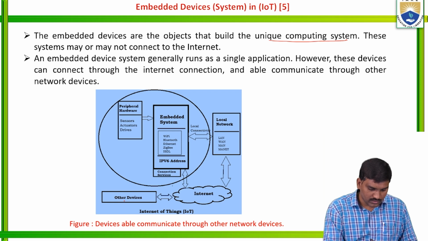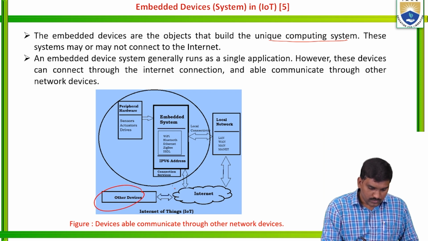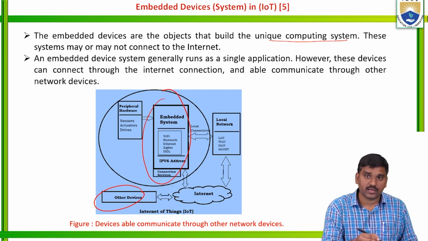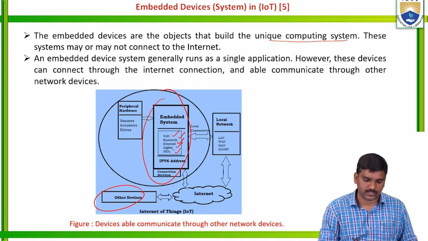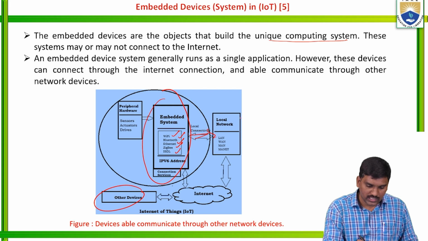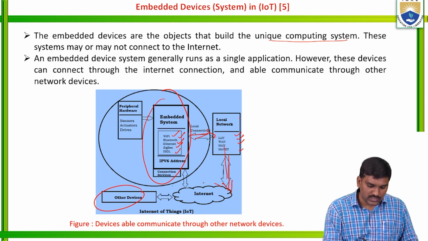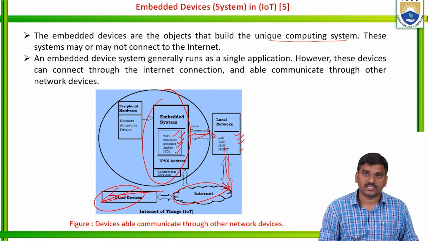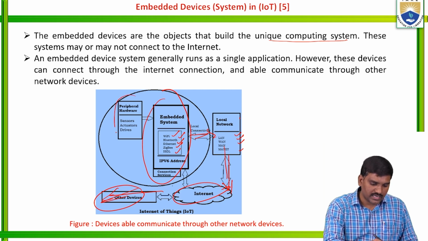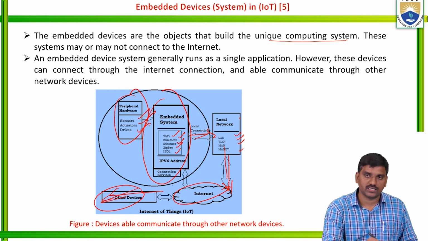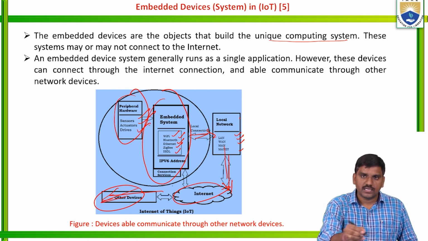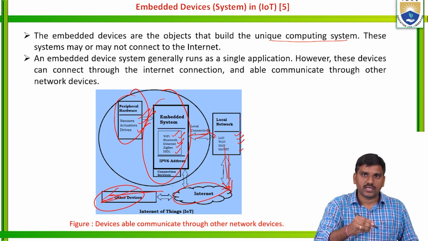So this is the other device. Basically, this is the embedded system device that uses some communication protocols: Wi-Fi, Bluetooth, Ethernet, Zigbee, ISDL protocols. By using these protocols, we can connect to the local network. The local networks are LAN, MAN, MANET, like that. Through the internet we can connect to other devices. These are the peripheral hardware devices like sensors, actuators, and drivers. So this is the complete overview of an embedded device.